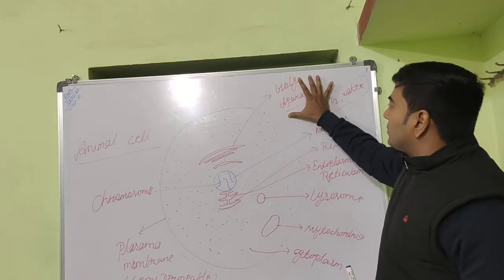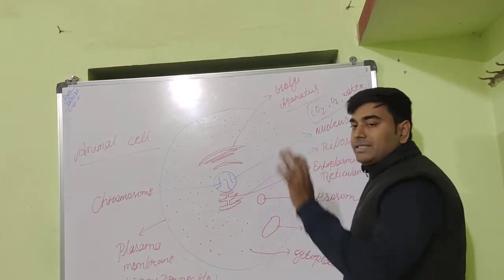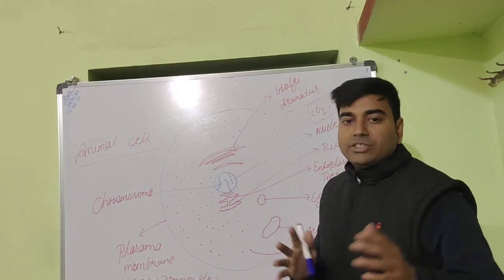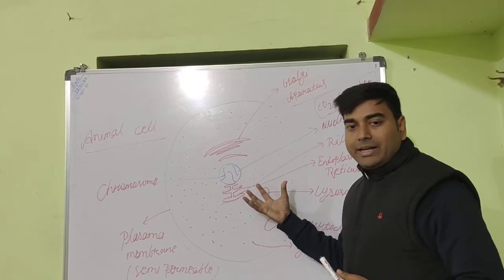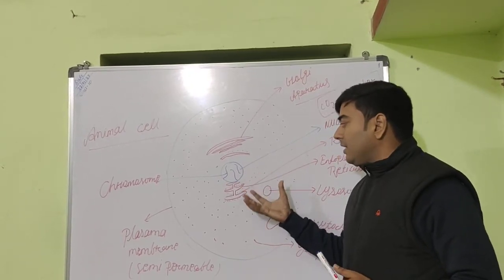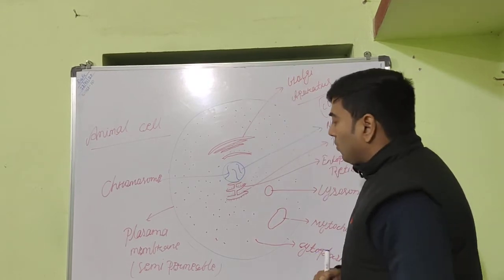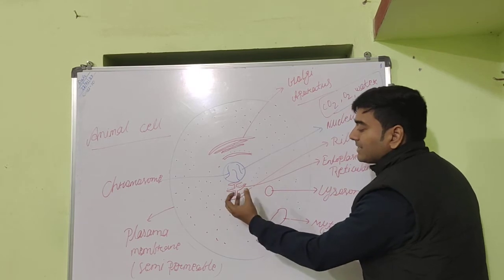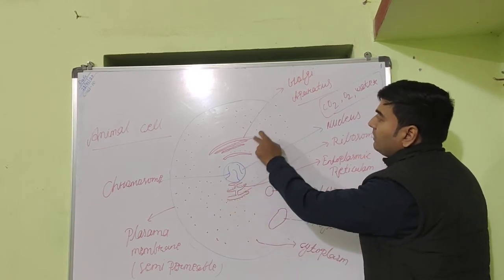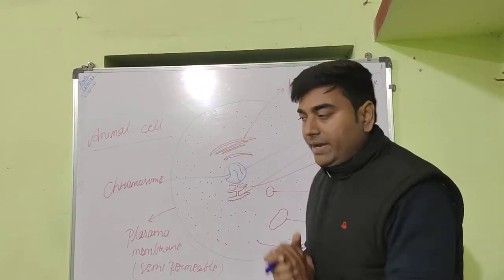Now come to the next portion, that is the Golgi apparatus. Golgi apparatus is basically working as a transportation medium inside the cell. Anything that is generated or synthesized inside the cell gets transported with the help of the Golgi apparatus. If you think about protein, if protein is synthesized inside the cell, then it will be transported with the help of the Golgi apparatus. It will decide where it needs to be transported.